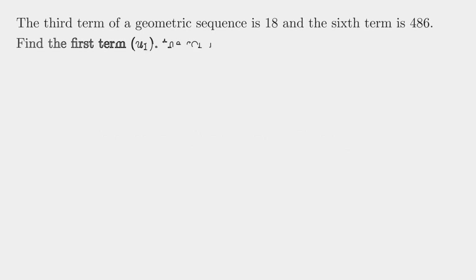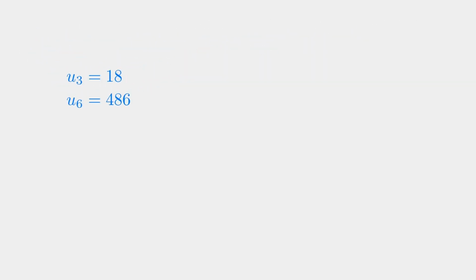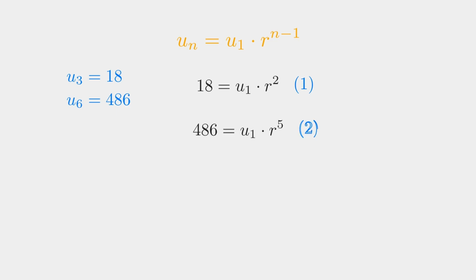Now, in the second example, we're given two terms. Third term is 18, and the sixth term is 486. We need to find the first term and the common ratio, and we have to find also the fourth term. Now, let's start by setting up two equations using the general formula. For the third term, our equation is 18 equals U1 times R squared. Let's call this equation 1. Now, for the sixth term, we have 486 equals U1 times R to the power of 5. This is our equation 2.